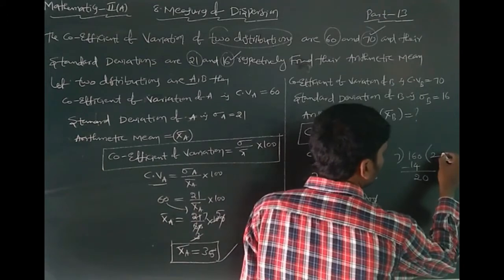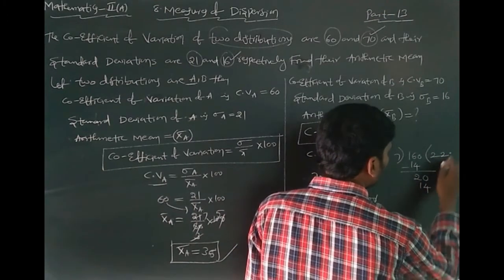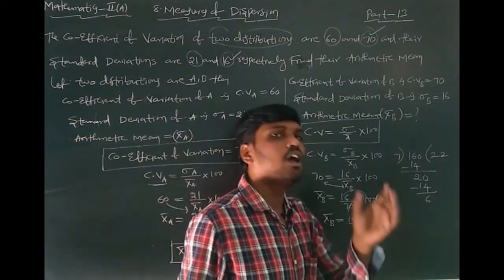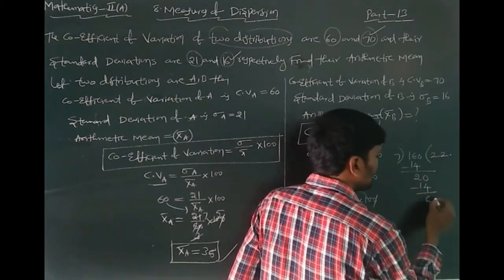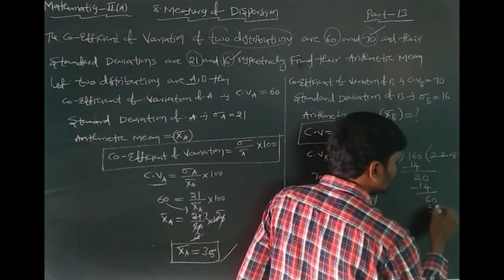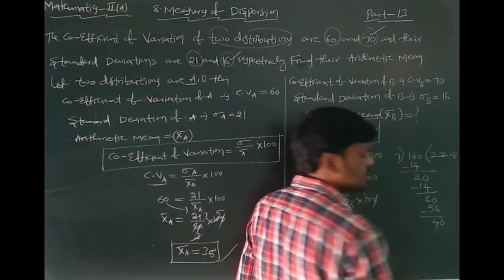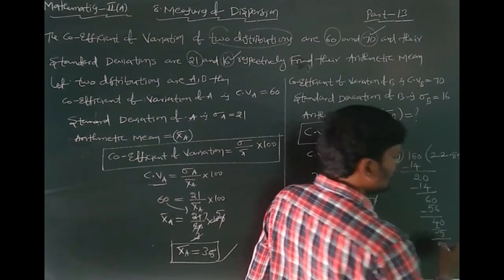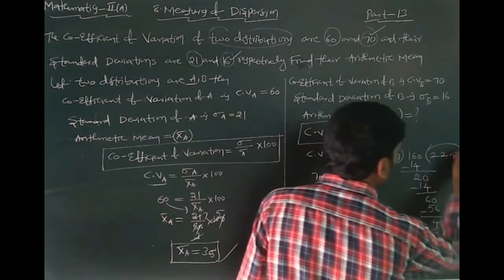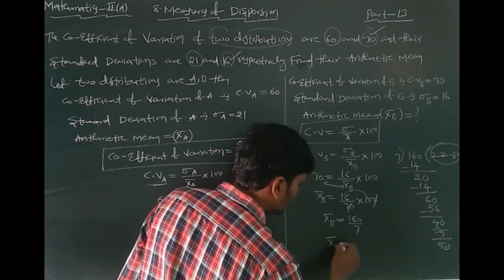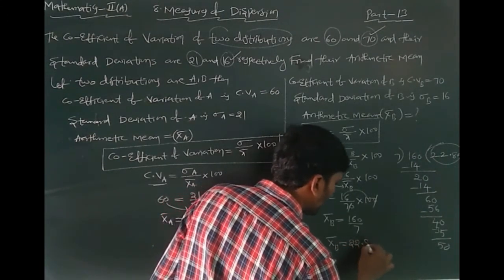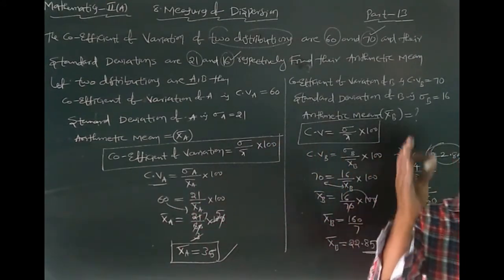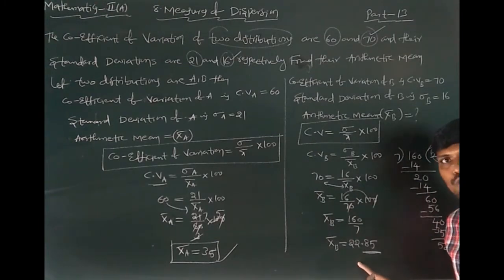You can take 20. 7 twos are 14. Remaining, what here? 6 is less than 7, so you take a point here and a 0. 7 eights are 56. Remaining here 4. You have to take 0. 7 fives are 35. Remaining here 5, 50. Simplify again. What is the approximate value of this one? The approximate value of x suffix B is 22.85.